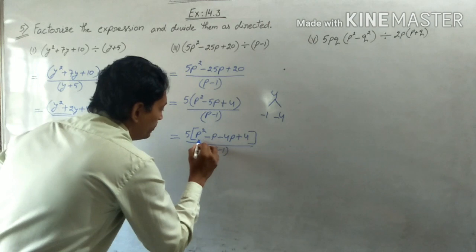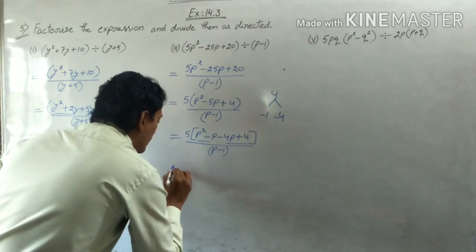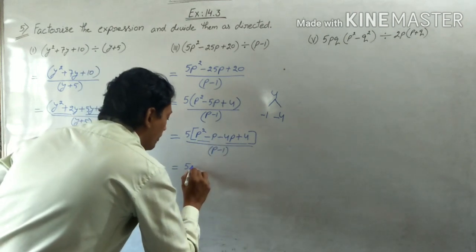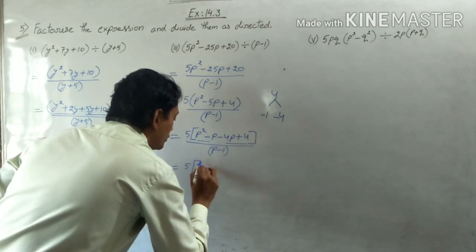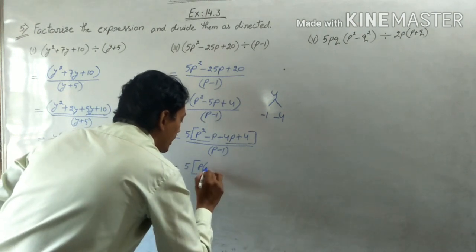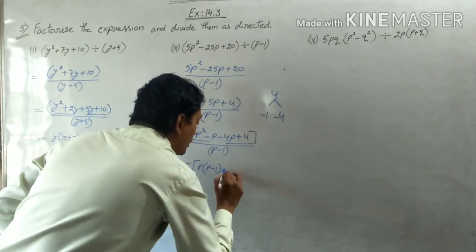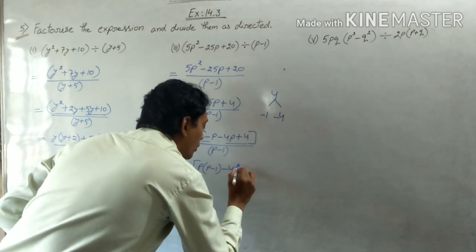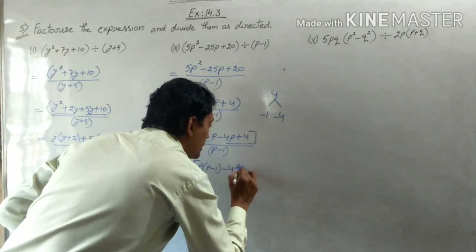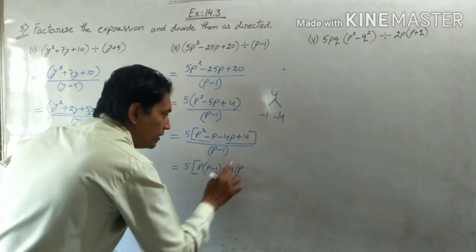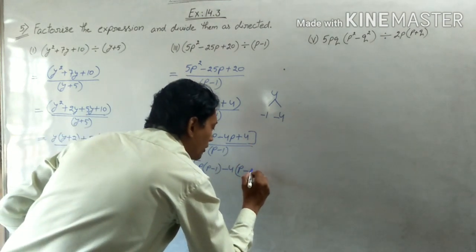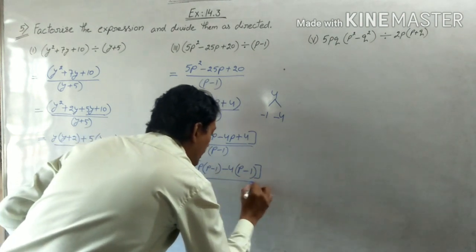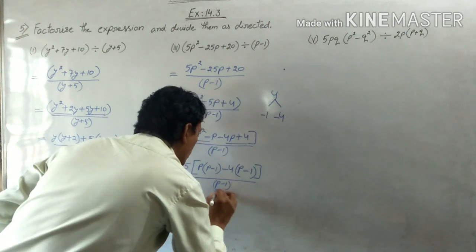Again you will group them into two terms and you will take out common. First of all we will write 5 and from these two terms we have p as common, so you will take out p as common and in the bracket you will write p minus 1. Again minus you will take common and 4 also you will take common. Okay, so in the bracket you have p, and because you have taken minus as common, this plus sign will become minus here, so minus 1. Okay, and whole thing divided by p minus 1.